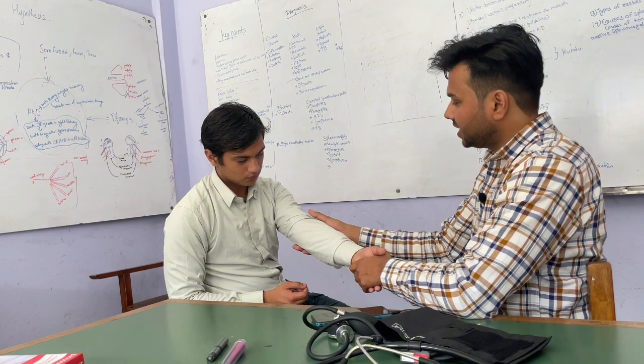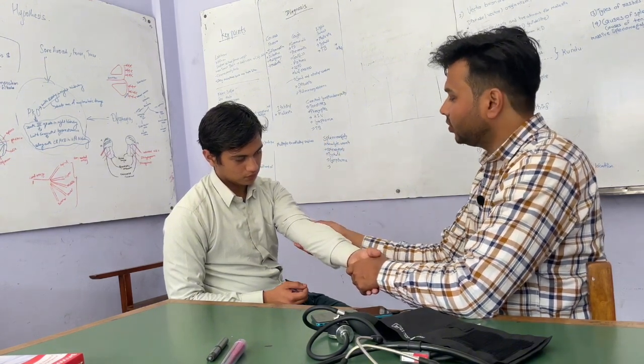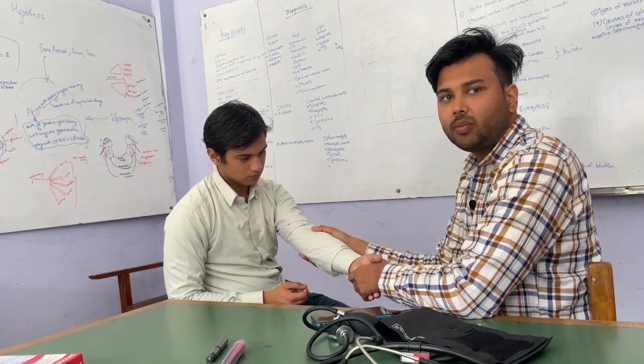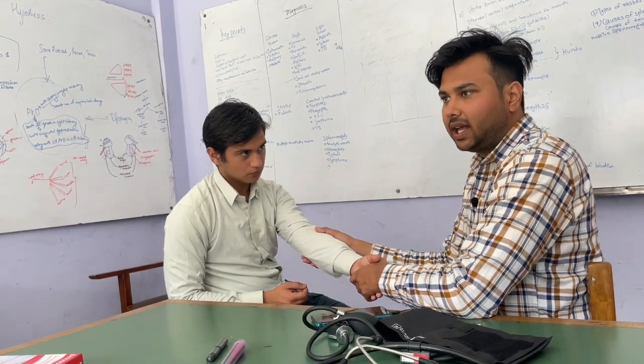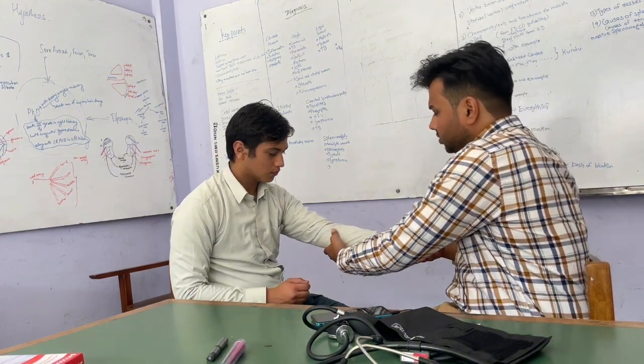I will not try to examine his brachial pulse using my right hand, because in doing so, my thumb will be in the lateral aspect, and there is no brachial pulse in the lateral aspect. This is one common mistake that students make and land themselves in a very difficult position, right? So what you can do is something like this.